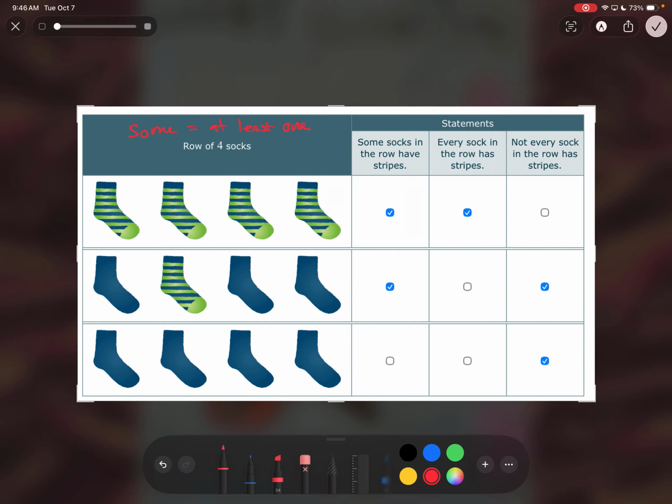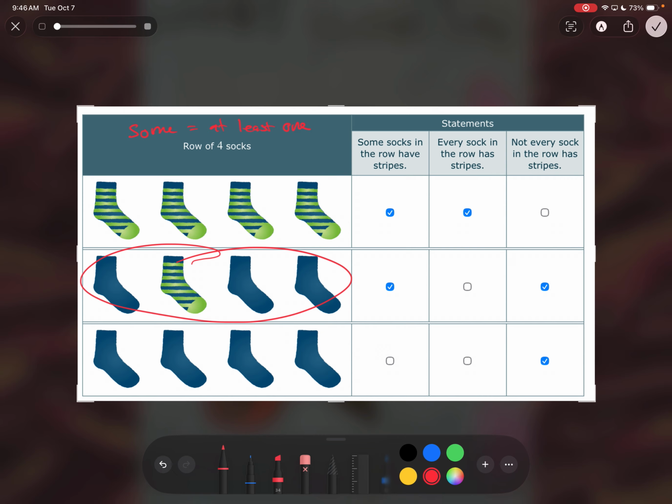Every sock in the row has stripes. That would also be true in the first. I'm just working with the rows, straight across. Not every sock in the row has stripes. So this would be as long as one doesn't, then not everyone does. Now to the next row. Some socks in the row have stripes. Yeah, there's at least one that has stripes. Every sock has stripes. No, not all of them. Not every sock in the row has stripes.